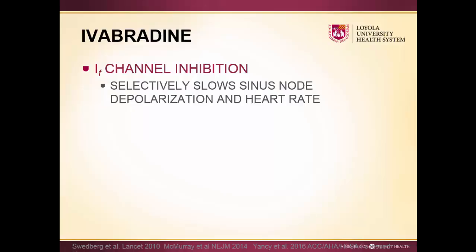And it does so only through this channel. This channel is only found in the SA node, as well as in some cells within your eye. It's found nowhere else in the body. This medication was designed almost a decade ago now, and has been studied in both heart failure as well as in ischemia. Ivabradine is a selective funny channel inhibitor, and in so doing, it slows down the depolarization of the SA node and thus slows down the heart rate.